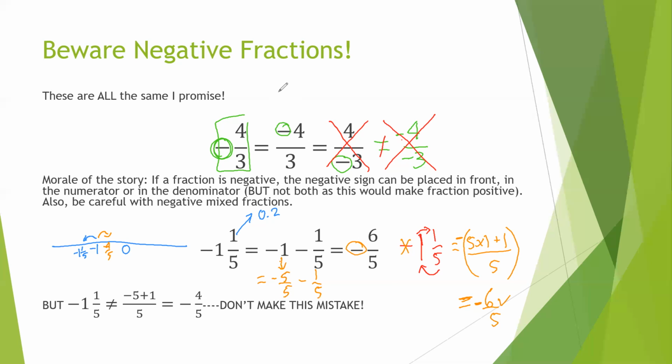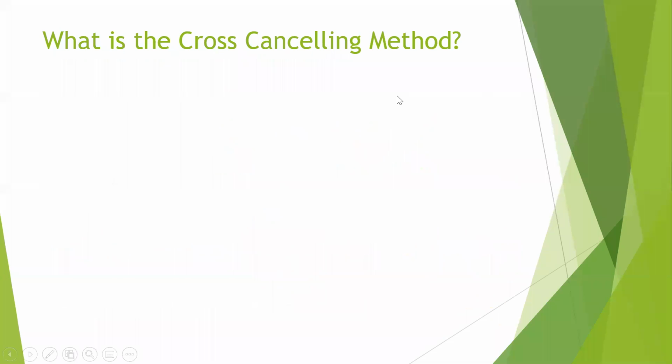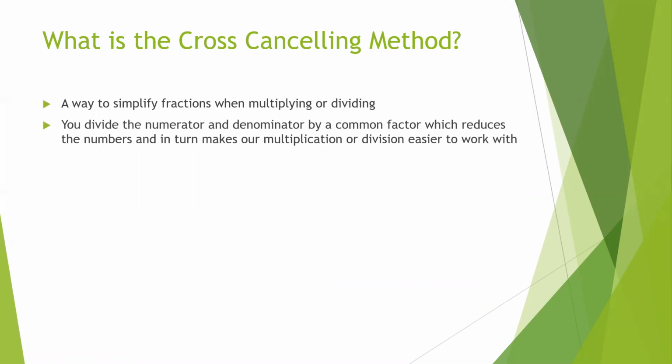So what we're going to do now is learn about the cross cancellation method. Essentially, it's a way to simplify our calculations, and it's more important when we are multiplying and dividing fractions, right? It's going to simplify our work so we don't have to multiply really, really large numbers. So it's a way to simplify when you're multiplying and dividing. And again, the idea here is that you are simply dividing the numerator and the denominator by a common factor.